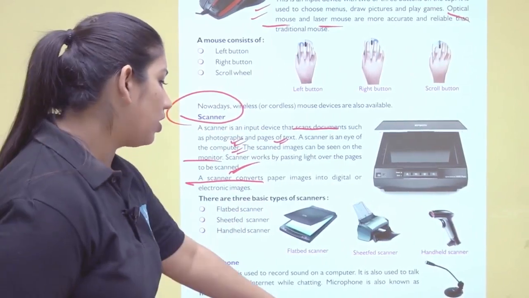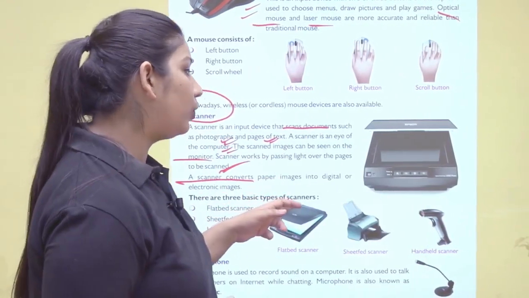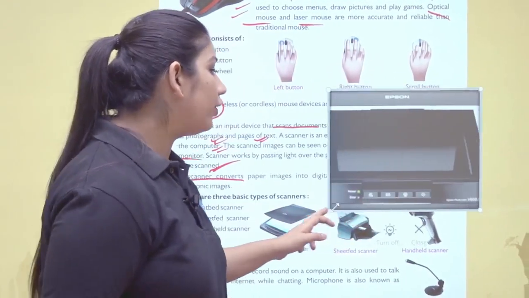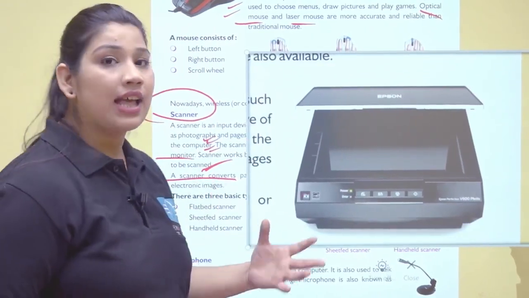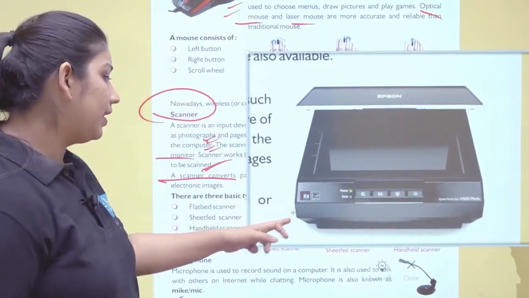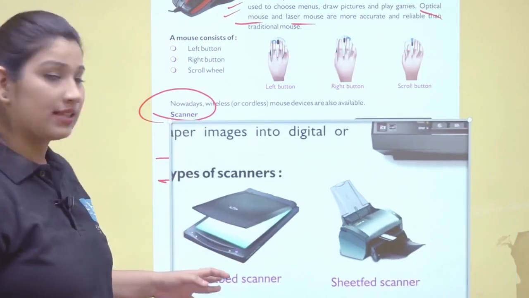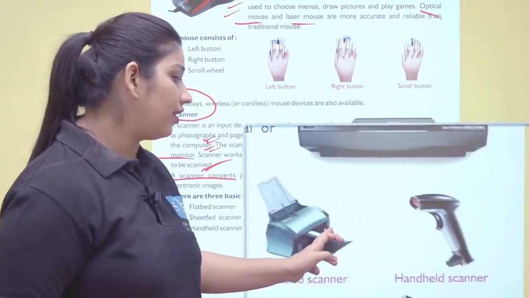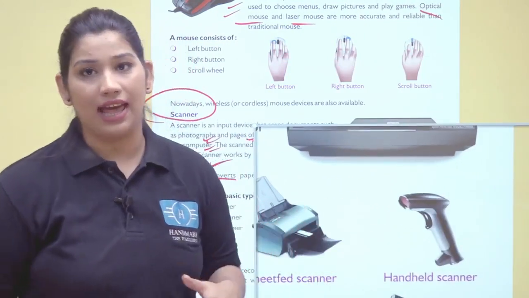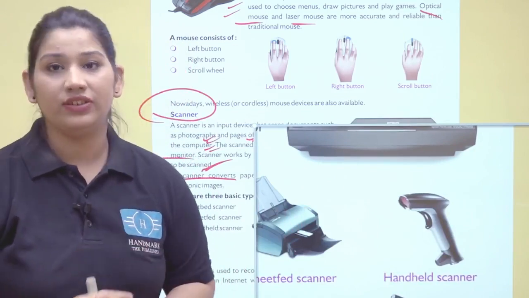A scanner is also of three types. Let's have a look at a scanner. This is a commonly used scanner. Then, scanners are also of three types. They are flatbed scanner, sheet fed scanner and handheld scanner. Scanners can be of three types.